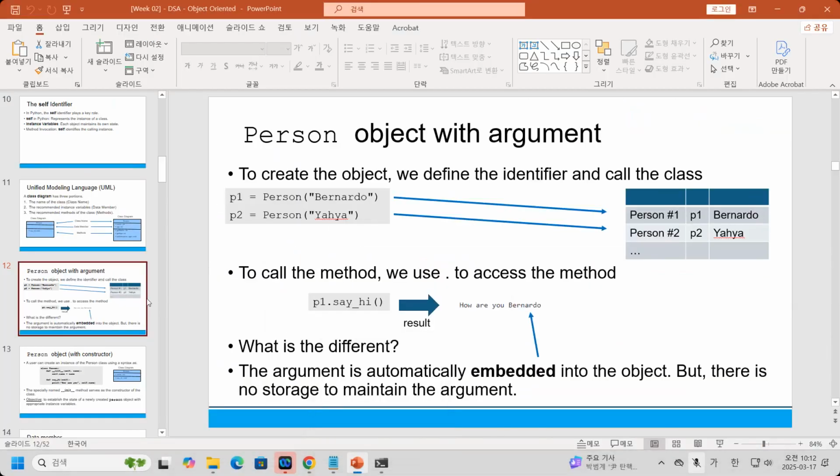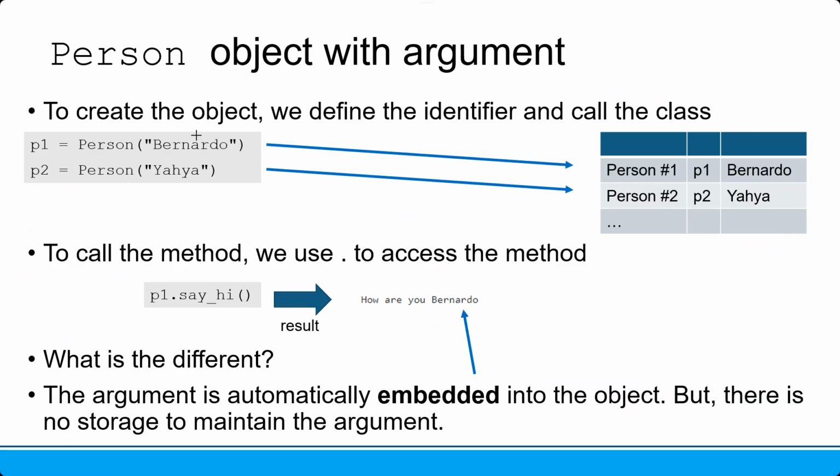Then how if I want to create something like this? If I put an argument, Bernardo, then I know that person 1 has the name Bernardo. If I put person with double quote Yahya, then I know that the person's name is Yahya. So how if I want to call the method say hi, and the result will be how are you, Bernardo? Not only how are you.